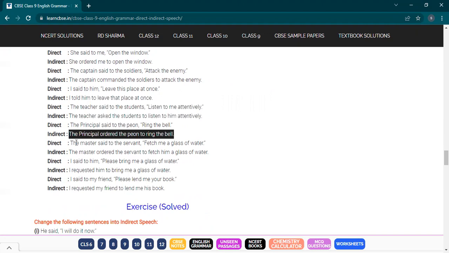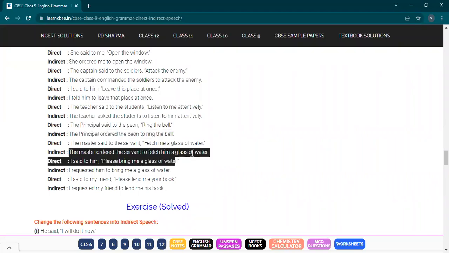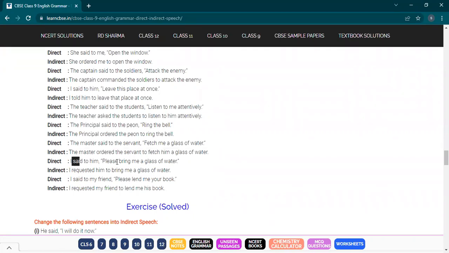Very easy. The master said to the servant, fetch me a glass of water. Fetch means to bring. The master ordered the servant to fetch him a glass of water. Now this is a request. I said to him, please bring me a glass of water. I requested him to bring me a glass of water. I said to my friend, please lend me your book. Again, it's a request. I requested my friend to lend me his book. Again, this is very easy if you concentrate.